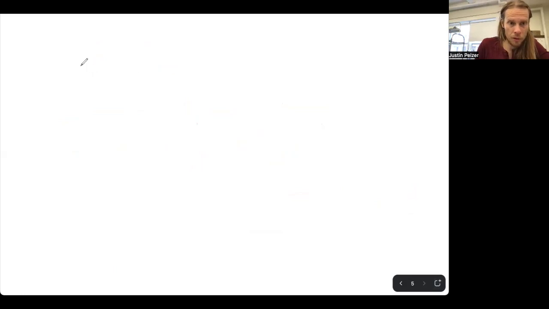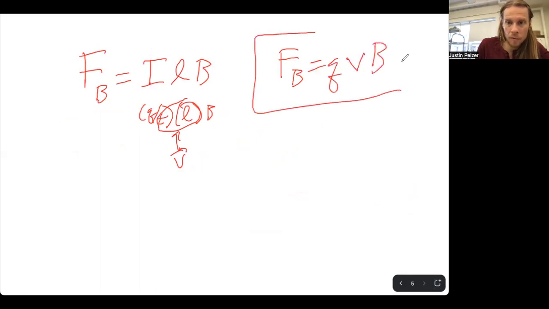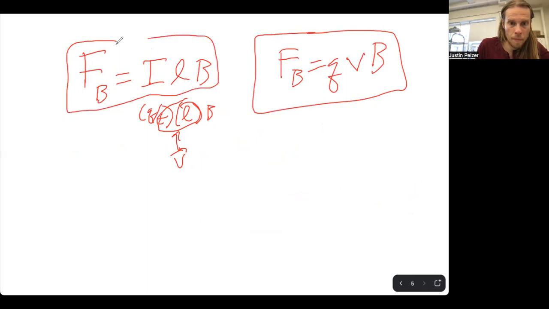So how do we do this? First, formulas. The current times the length times the magnetic field is the value. If I substitute in Q per time times length times B, length per time is velocity, right? So I can also do the charge times the velocity times the magnetic field. L is the length of wire, the length feeling B.